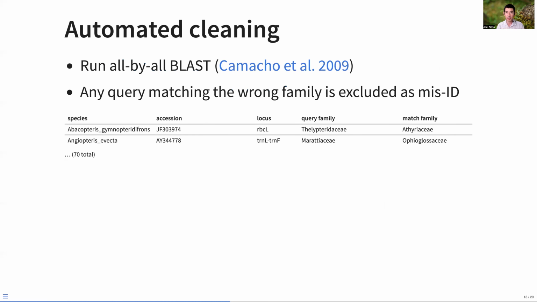Okay, the next step was to do some automated cleaning. And that's because, of course, there could be misidentifications in GenBank data. So to do that, we used an all-by-all BLAST approach. We first constructed a BLAST database including all of the sequences, and then we queried each sequence in turn against it. Any sequence that matched to the wrong family, we then flagged and excluded as a misID. And we found about 70 sequences in total that needed to be excluded this way.